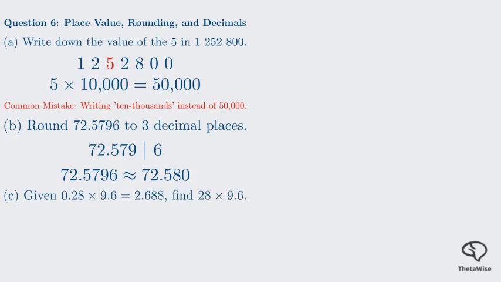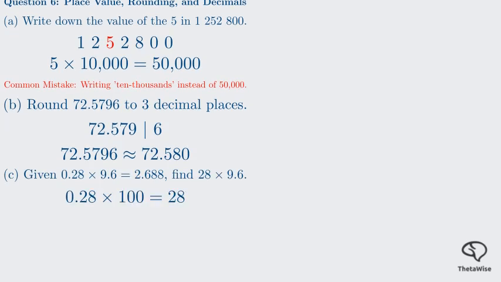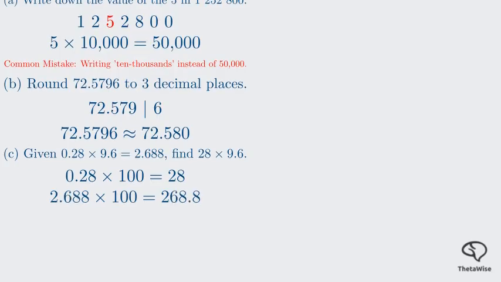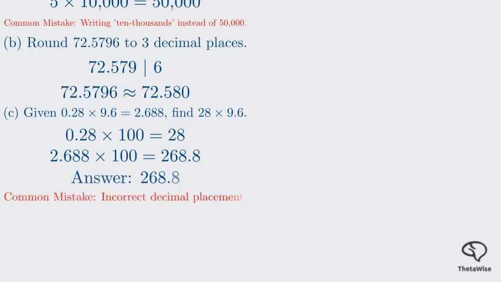Part C gives us 0.28 times 9.6 equals 2.688. We need to find 28 times 9.6. Notice that 28 is 0.28 multiplied by 100. Because we multiplied one part of the calculation by 100, the answer must also be multiplied by 100. The answer is 268.8. A common mistake here is moving the decimal point the wrong way or the wrong number of times.